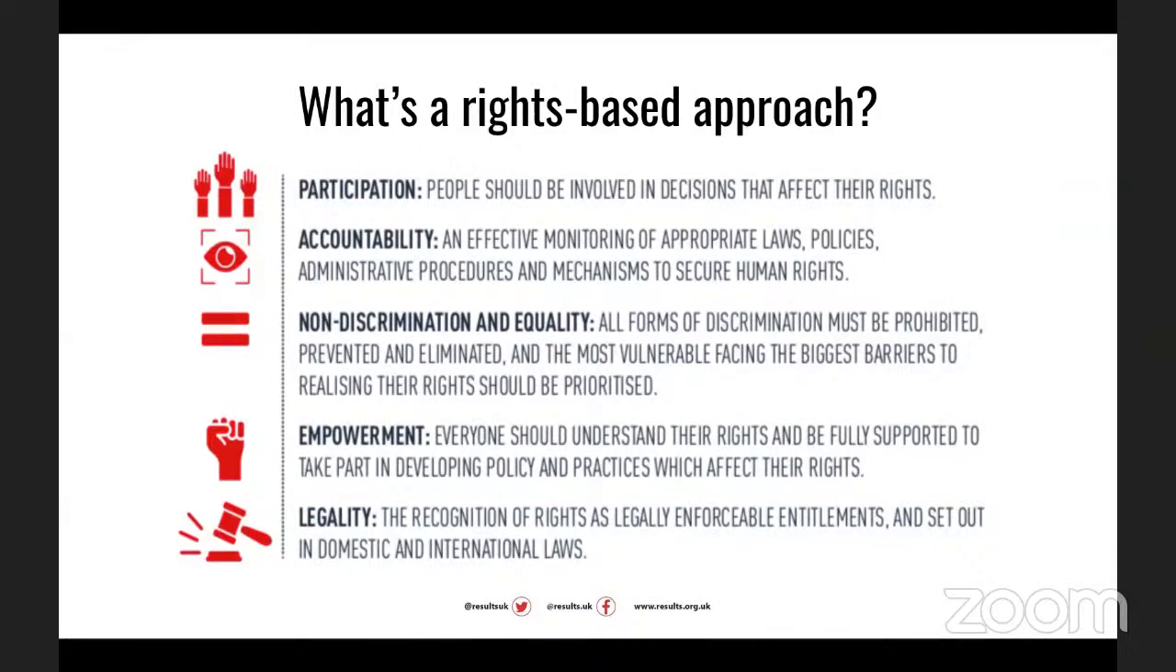Empowerment, meaning that everybody should understand their rights and be fully supported to take part in developing policy and practices which affect their rights. And lastly, legality, meaning the recognition of rights as legally enforceable entitlements and set out in domestic and international laws. So the purpose of a rights-based approach is really to identify who can contribute to the protection, promotion, and fulfillment of rights, either as duty bearers, such as policymakers or national institutions, or as rights holders, meaning us as individuals and citizens. Next slide, please.